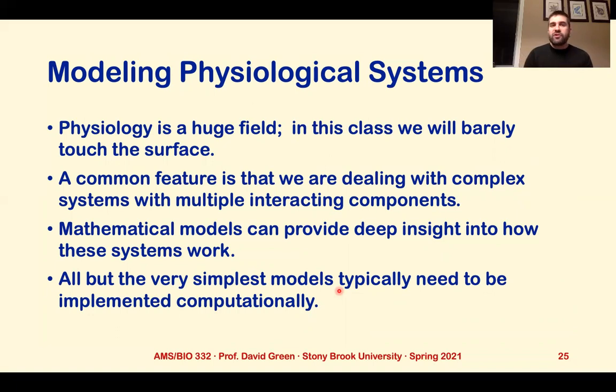A common feature with all physiological systems is that they're complex. They involve many different components that all interact with one another. A cell is made up of many different biological macromolecules that all work together to achieve a biological response. Tissues are composed of many cells that, again, all work together and communicate and work in a coordinated fashion in order to create a biological response, and so on.